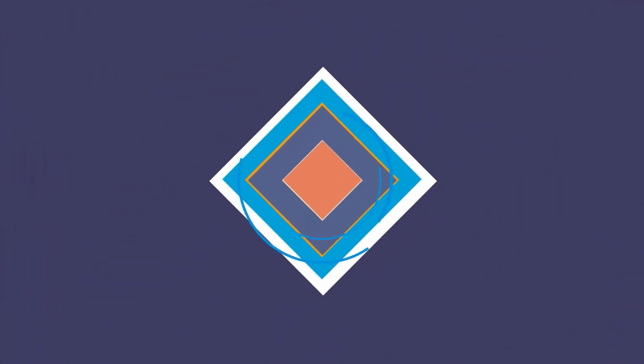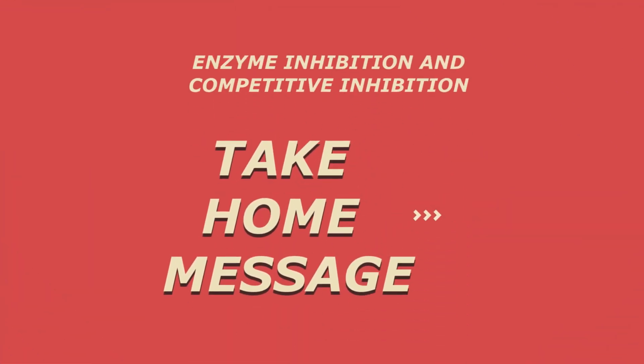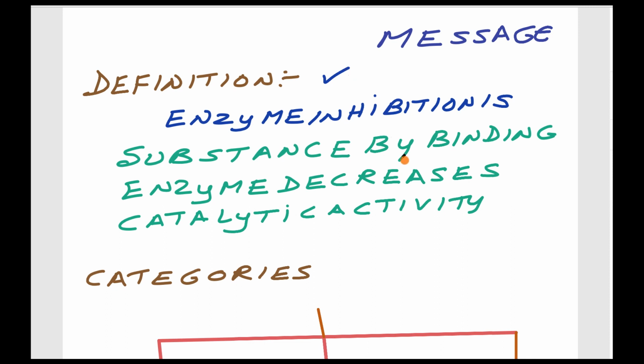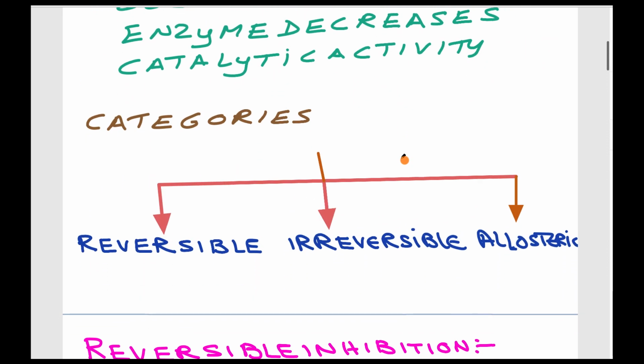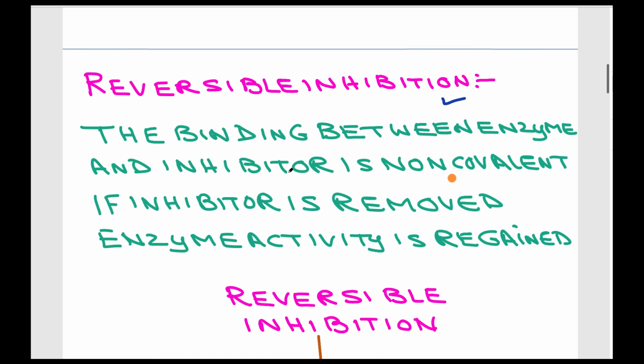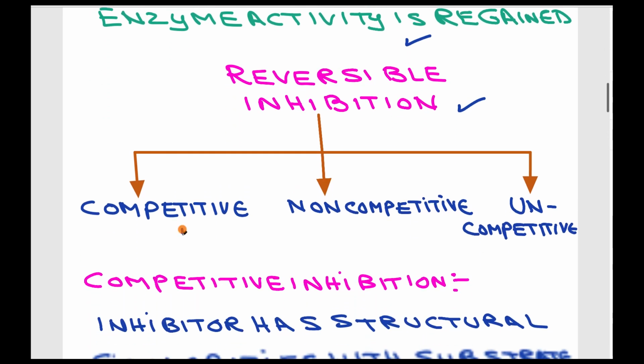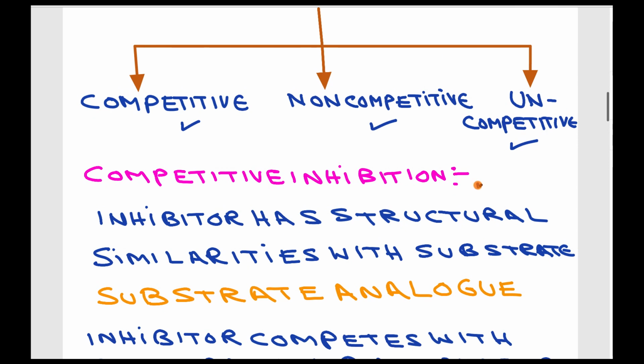In this session, we have discussed enzyme inhibition and competitive inhibition. Let us summarize. Enzyme inhibition is when a substance, by binding to the enzyme, decreases catalytic activity. Categories: reversible inhibition, irreversible inhibition, allosteric inhibition. What is reversible inhibition? The binding between enzyme and inhibitor is non-covalent. If the inhibitor is removed, enzyme activity is regained. The categories of reversible inhibition are competitive, non-competitive, and uncompetitive.